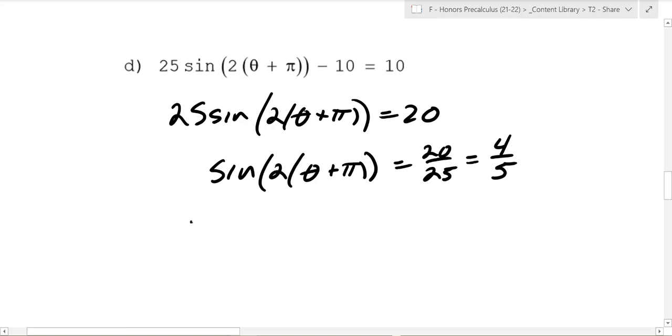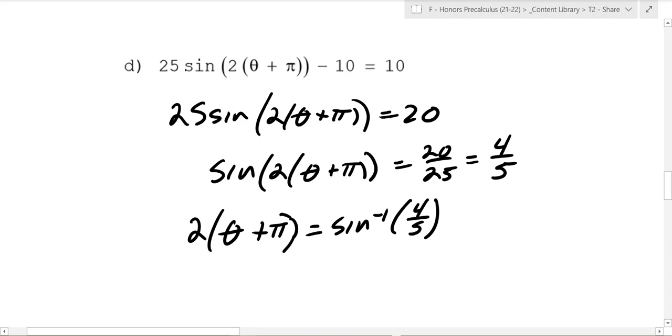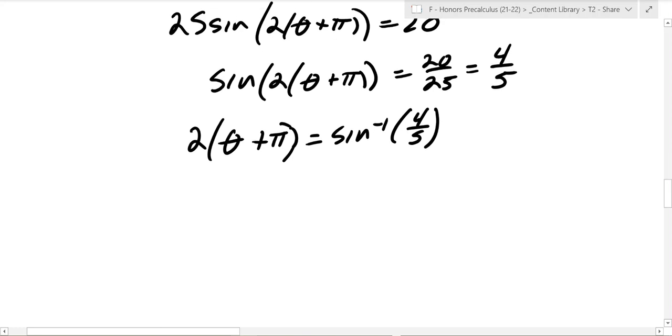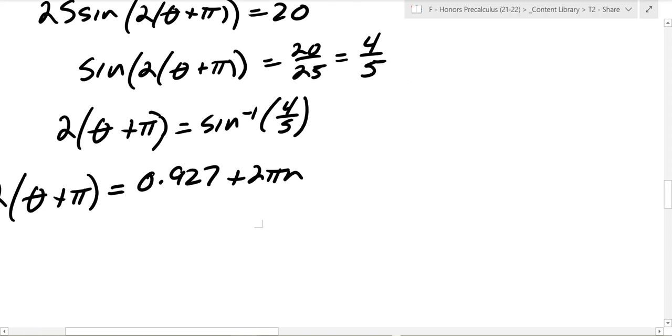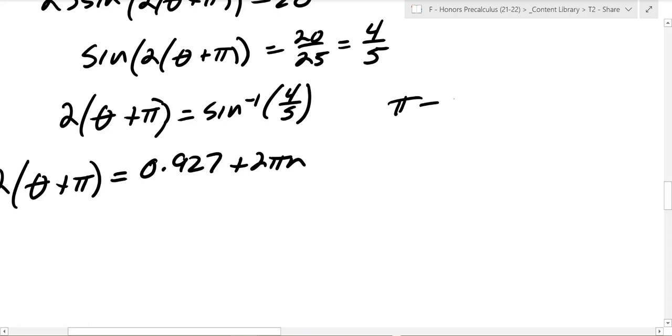So when you do this, you end up with 2 times theta plus pi is equal to sine inverse of 4/5. So when you do sine inverse of 4/5, there's two answers. You're going to get 2 times theta plus pi is equal to the answer they give you in your calculator, which is going to be 0.927, and then you add in the 2 pi n. But then you have to do on the other side pi minus 0.927 to get the other one.